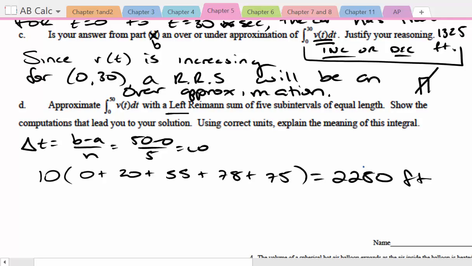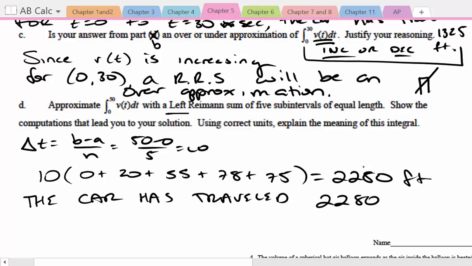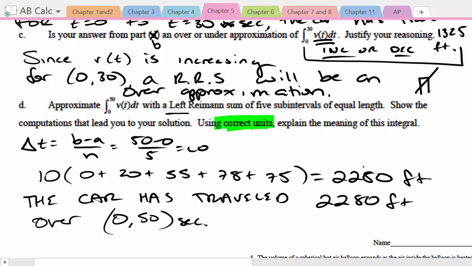And your explanation would be very similar to what you did in part B. The car has traveled 2,280 feet over the interval of 0 to 50 seconds. Don't forget your units. If you forget units, because it does specify you want units, you will not get all the points.